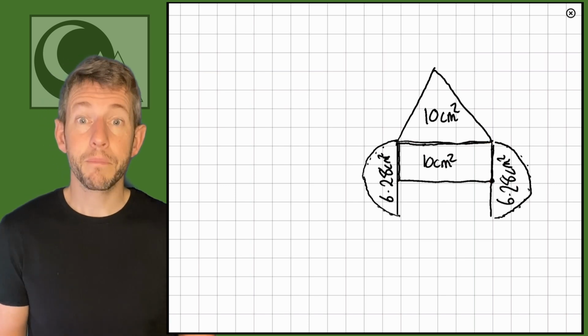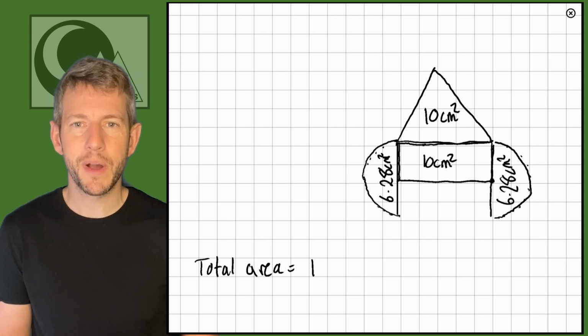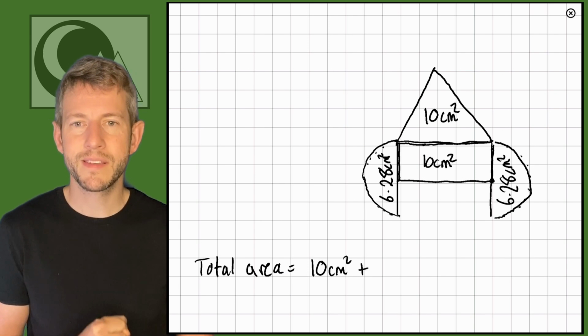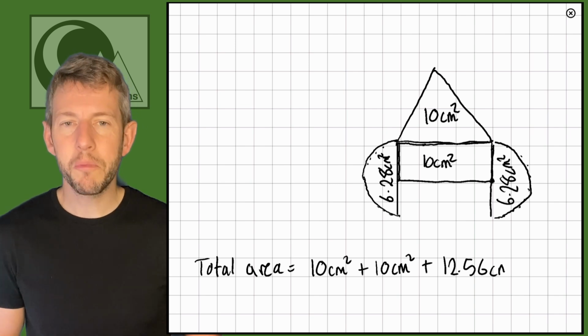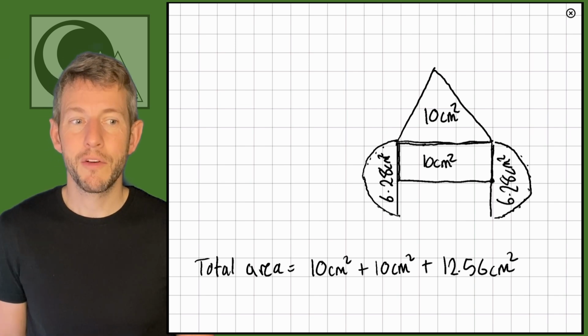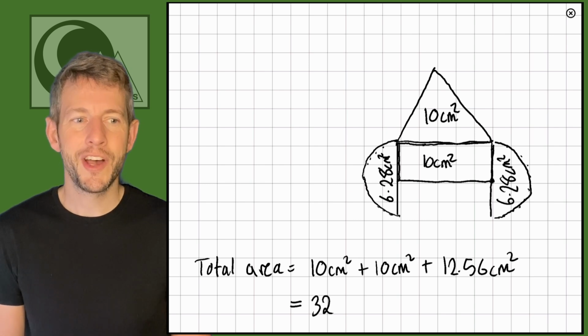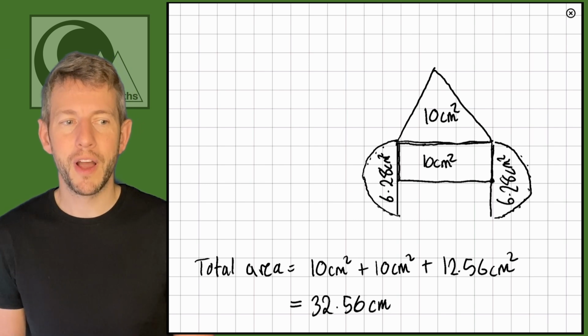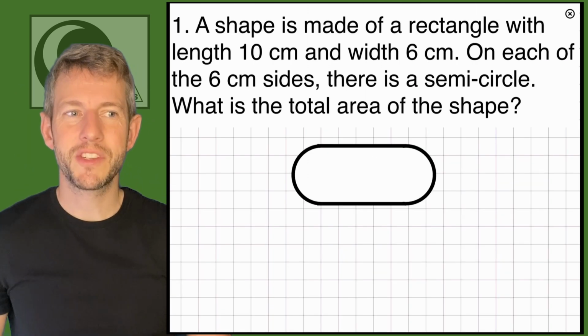Okay, so I know that the area of this shape is going to be 10 meters squared for the triangle plus 10 meters squared for the rectangle plus 12.56 meters squared for the circle. So that gives this shape a total area of 32.56 meters squared. Okay, let's go have a look at some examples. So here we have question 1.